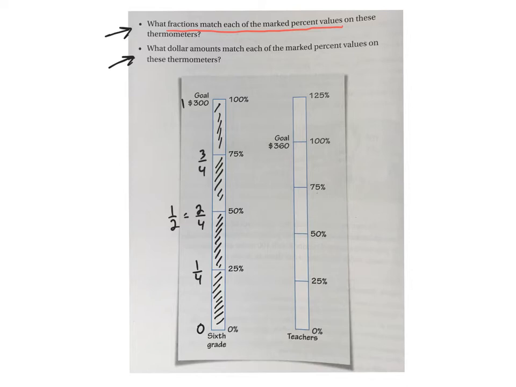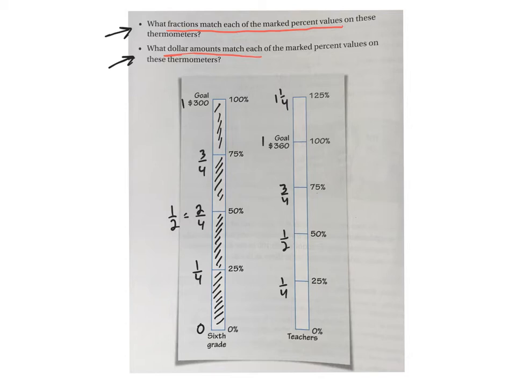All right, and we could do the same for the teachers. So it'd be 1/4, 1/2, 3/4, 1, and then 1 and 1/4. So those fractions go with those corresponding percentages. The second part here is, it says, what dollar amounts match each? What dollar amounts match each of the fractions and percents?